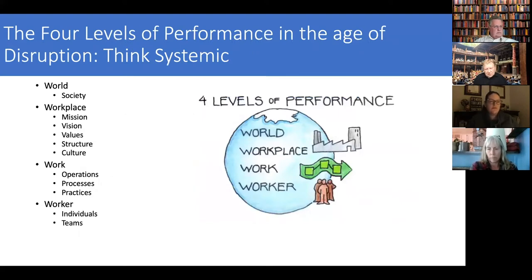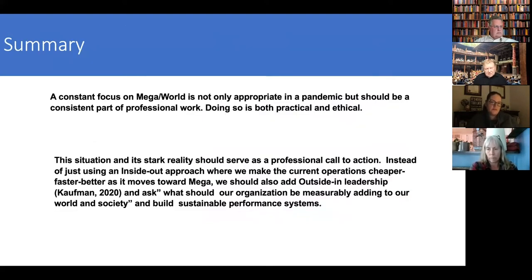Just reviewing the four levels. In summary, we want to be able to look at whether we can have any focus on the mega level, the world. That's just my thinking right now, especially going through a pandemic. We've been sitting in our house for almost a year now, and it gets me thinking about how I can have an impact from a standpoint of performance improvement at that level.